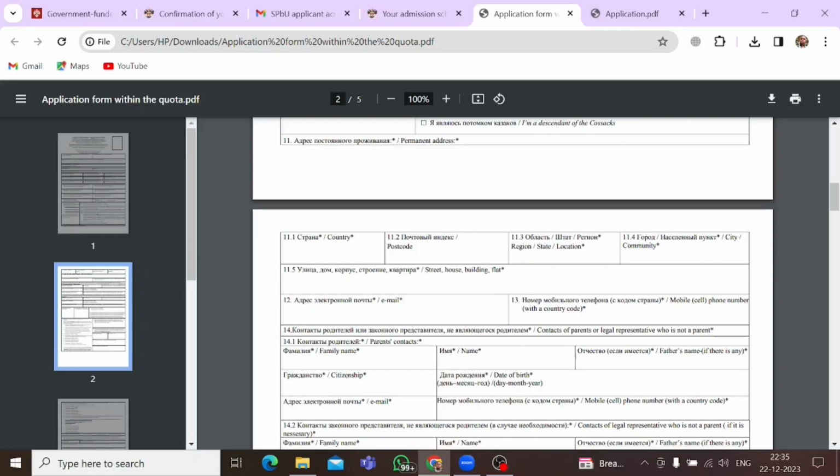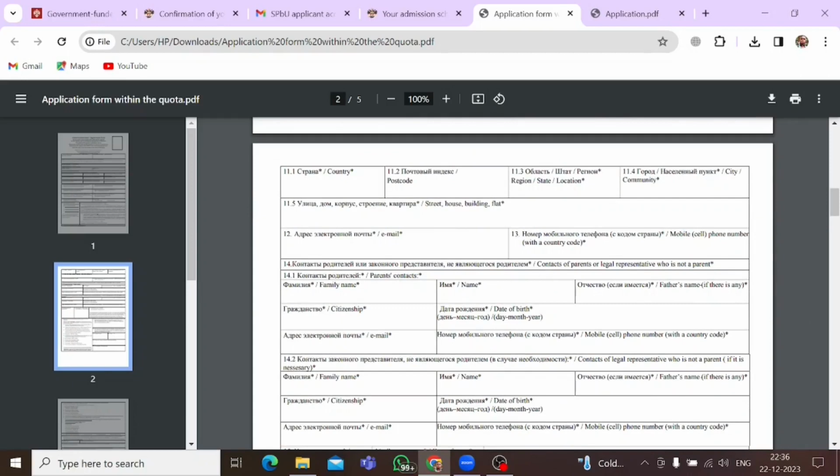City, a community, maybe your quarter, a neighborhood, write it here. Street, flat, house. Like I told you again, it shows that it's mandatory, but not all countries have all of these things. So you just write the name of your quarter here. It's enough. Your email, fill it in here, and then your mobile number with the country code, write it in here.